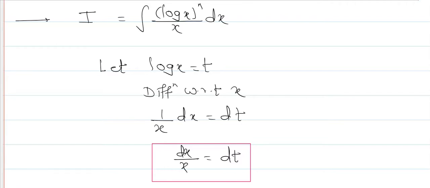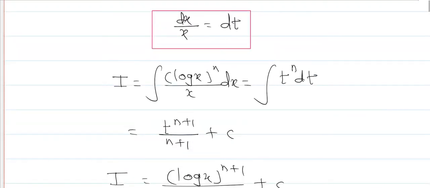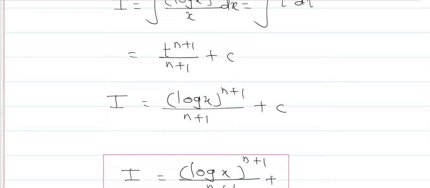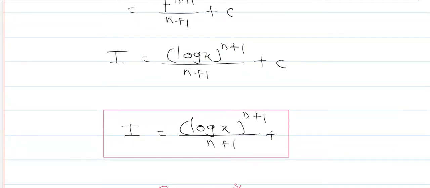Therefore dx upon x equals dt, and that is why I equals the integral of t raised to n dt. What is the integral of t raised to n? It is t raised to n plus 1 upon n plus 1 plus c, and then replace the value of t. What is the value of t? Log of x. So (log of x) raised to n plus 1 upon n plus 1 plus c, and this is our final answer. That is, I equals (log of x) raised to n plus 1 upon n plus 1 plus c.